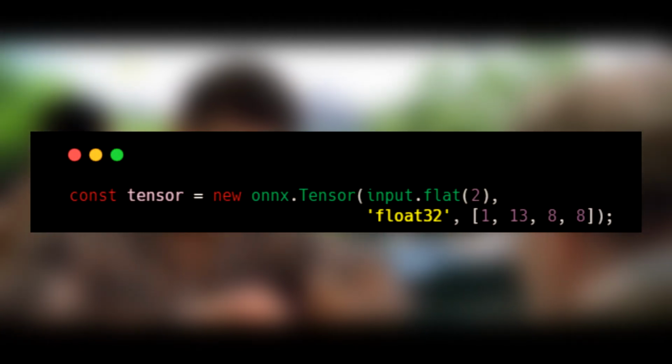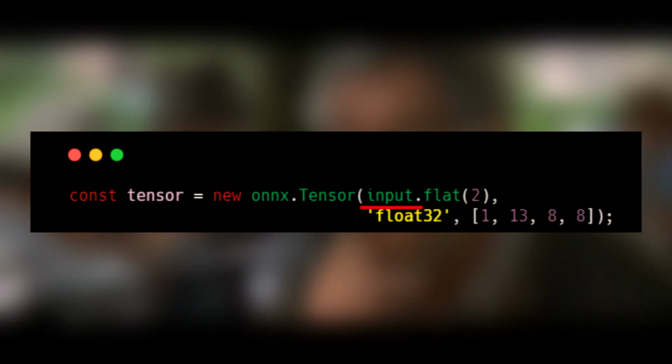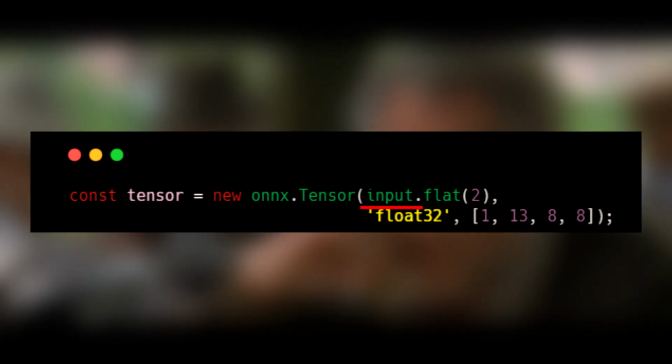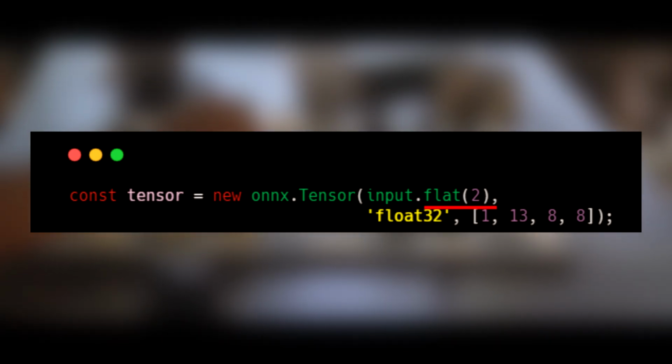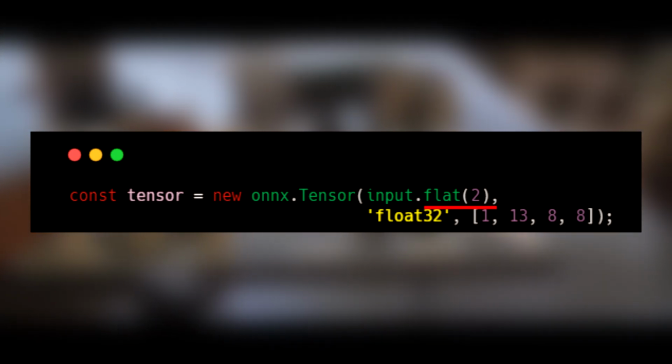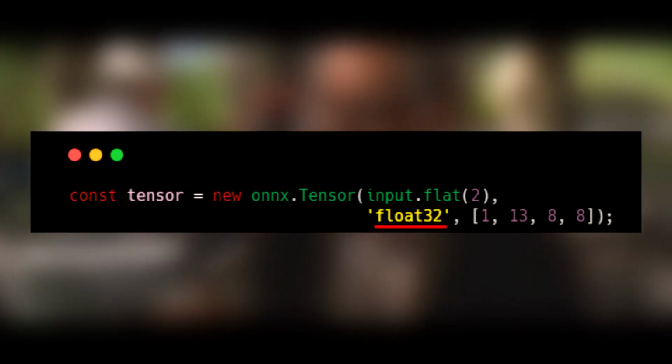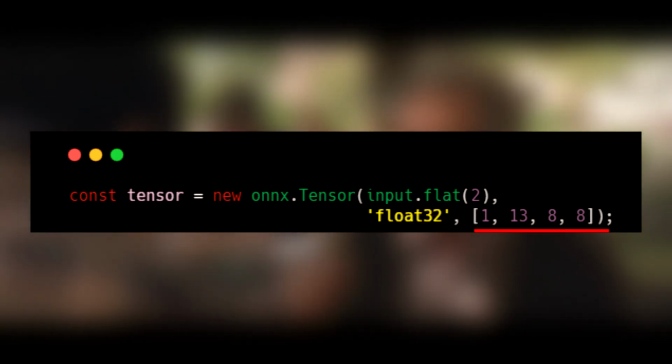First, you need to create a tensor object from your input. Here, the input is a three-dimensional array, but the ONNX tensor constructor requires the input data to be a flat array. This is why you need to call the flat method on your input. If your input has n dimensions, then you need to call this method passing n-1, then specify a type and finally a shape to which this flat array must be converted.